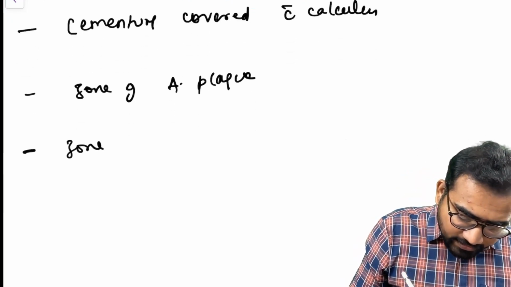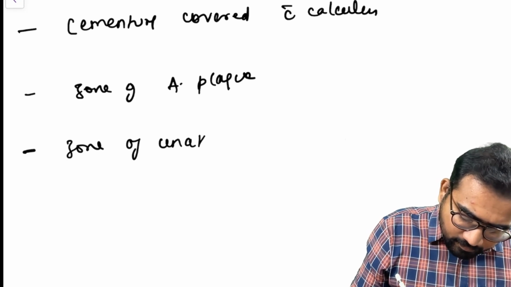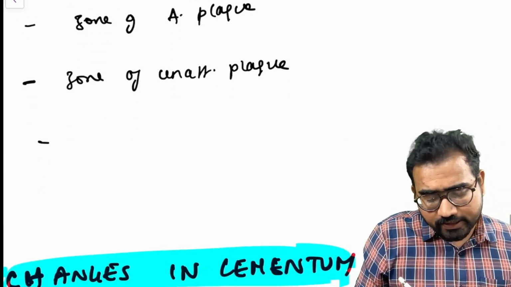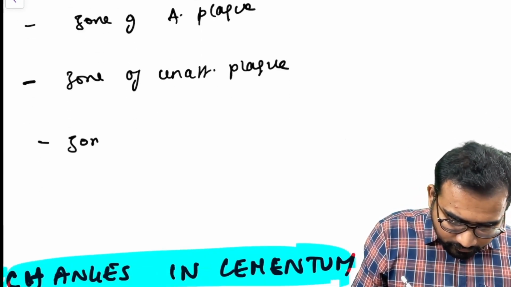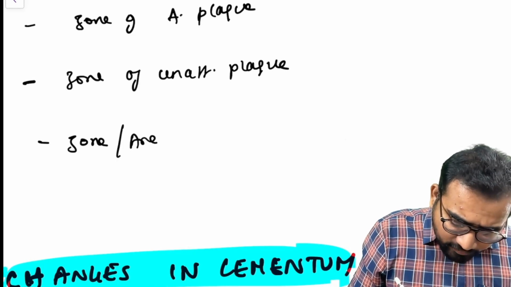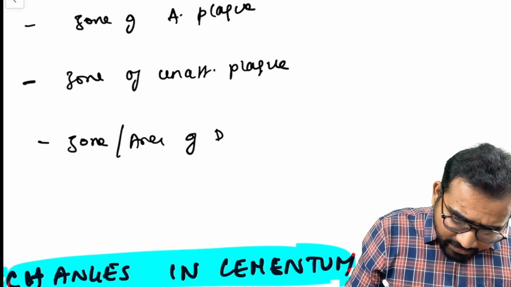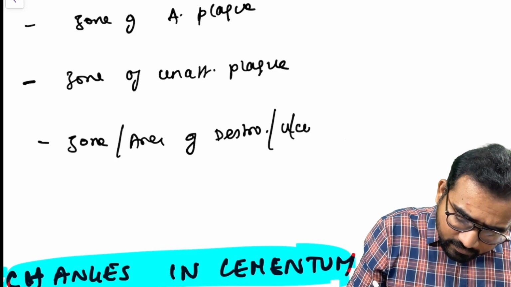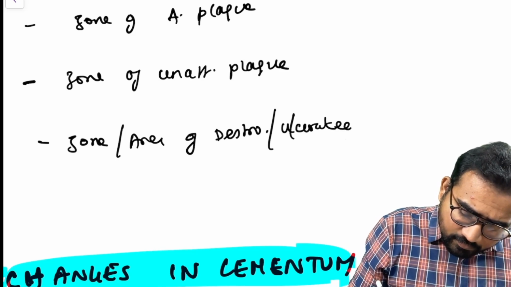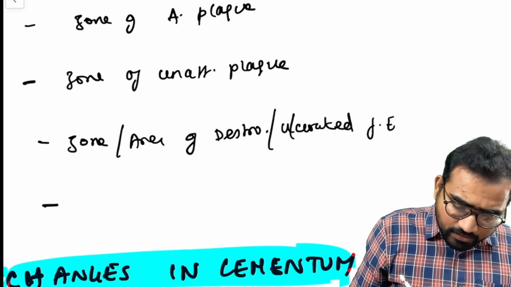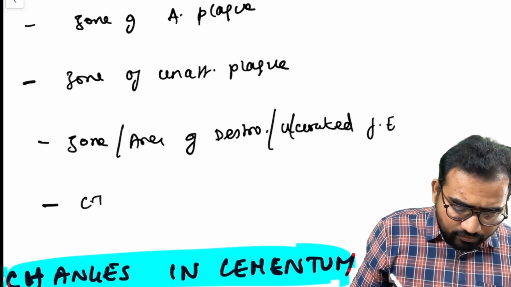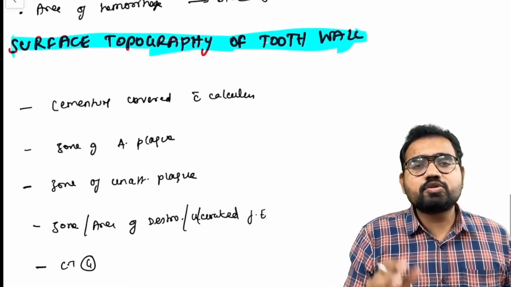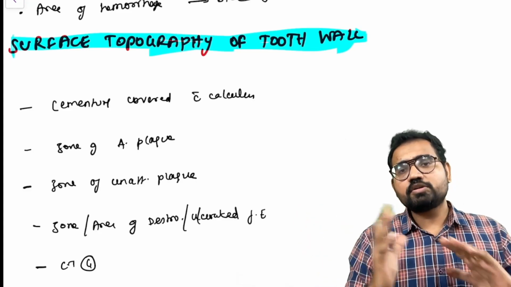Zone of unattached plaque, and then there will be a zone of or area of damaged or destroyed or ulcerated junctional epithelium, and also there will be connective tissue, especially gingival connective tissue. So this is what you see on the tooth surface. Soft tissue wall, tooth wall.